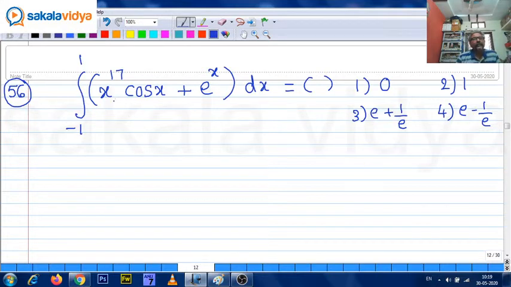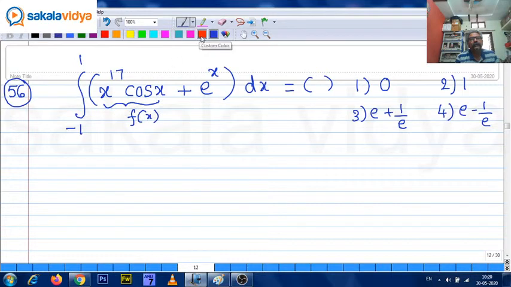Here we have x to the power of 17 times cos x plus e power x. Yes, exactly correct. We need to check its evenness and oddness, but let us see whether we get 0 or another option. See, cos x is an even function multiplied by an odd function; you get an odd function only. So obviously this integral will be 0. The other integral we need to find out because e power x is neither odd nor even. So let us check it now. Let us say this is f of x now.